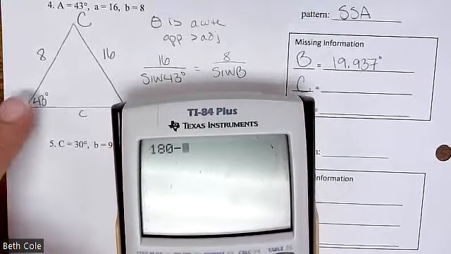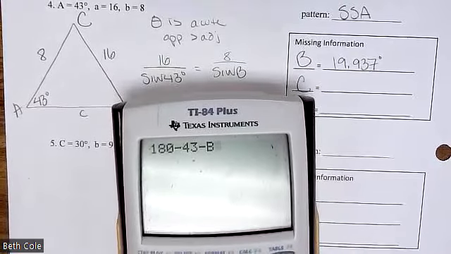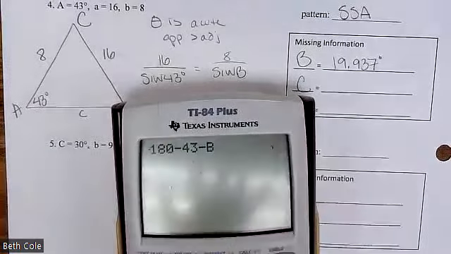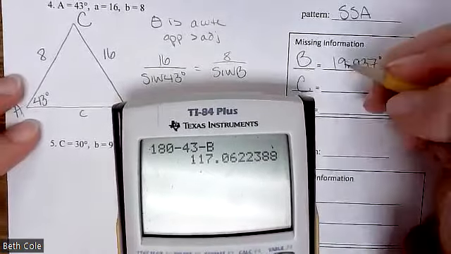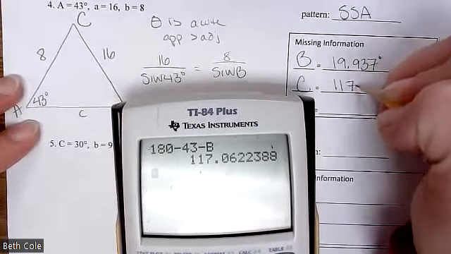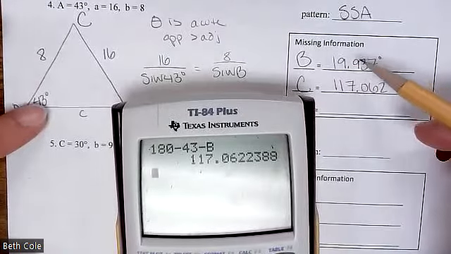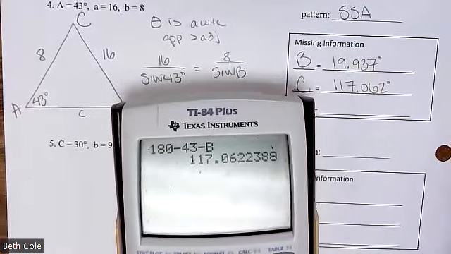Good, 180 minus 43, which is this one, minus B. You copy paste it. If you don't copy paste, your answer won't be accurate to 3 decimal places. It'll be off by a little bit. All right, so there's C. That one was really big. Why is that one so big? It's because the other two were really small. This one's 43. This one's only about 20, so a lot left for that one.